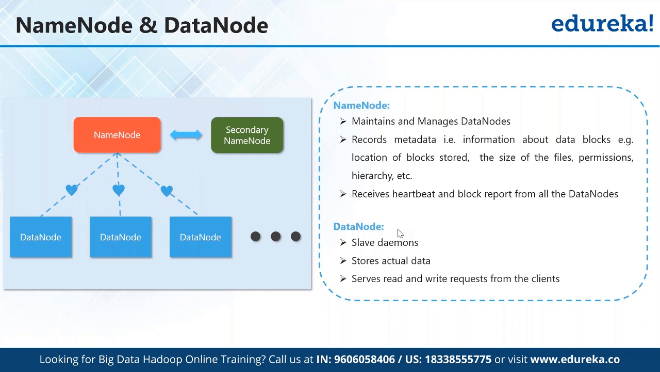So which file, which data is stored where, and which particular node has got what. That information is available on name node. It receives heartbeat and block reports from the data nodes. Name node will continuously get complete information about the state of data nodes, and that is called heartbeat.